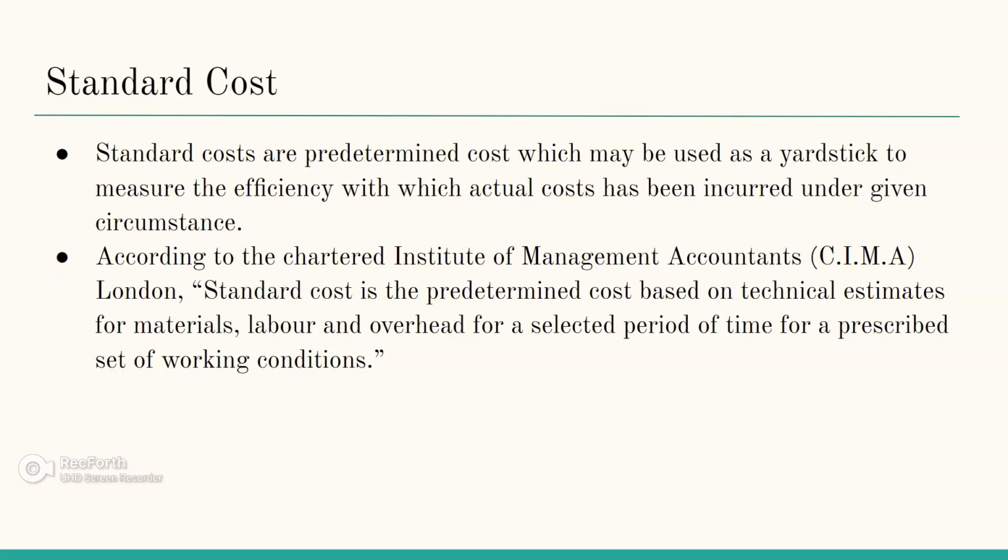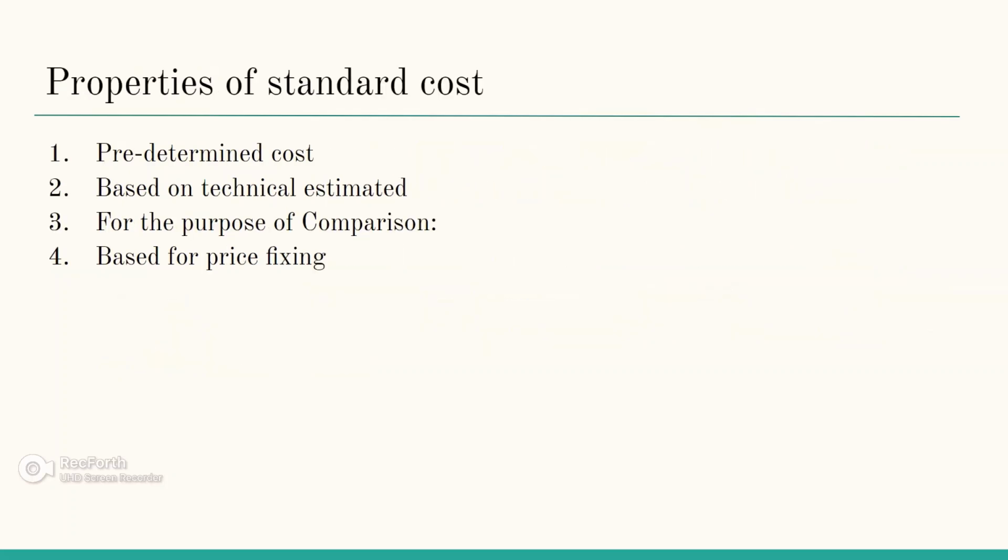From the above definitions, we may note that standard costs are: 1. Predetermined cost. Standard cost is always determined in advance and ahead of the actual point of time of incurring of costs. 2. Based on technical estimates. Standard cost is determined only on the basis of technical estimates and on a rational basis. 3. For the purpose of comparison. The very purpose of standard cost is to aid the comparison with actual costs. 4. Basis for price fixing. The prices are fixed in advance and hence the only variation is on the basis of the standard cost.